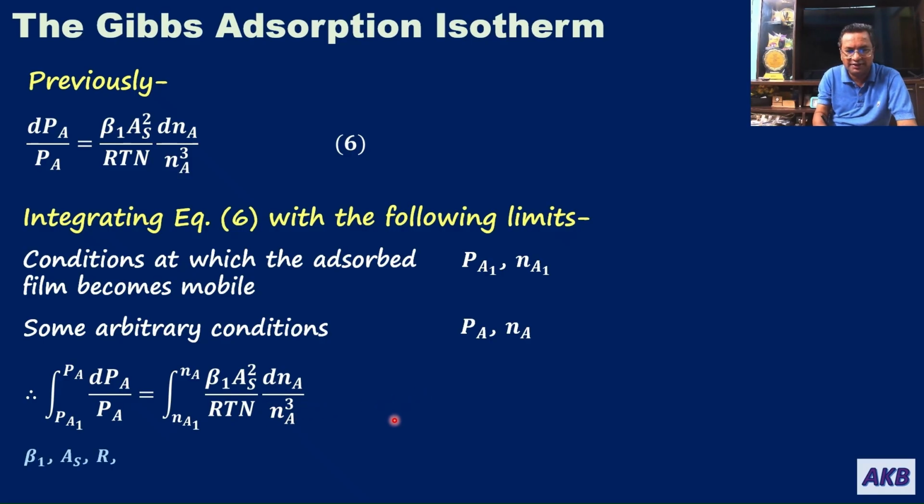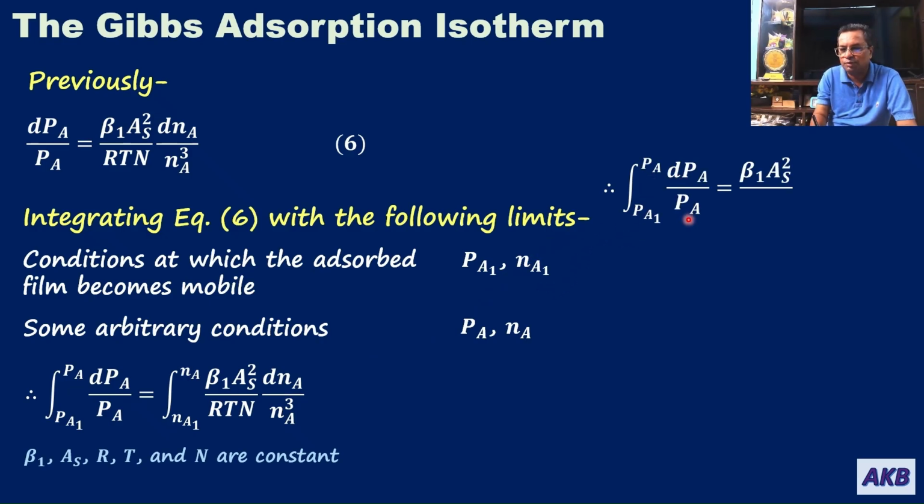So let us integrate it. Before we do that, we should note that beta 1, a, R, T and N, this group is constant, so it is going to get out of the integral. So it will be integration from Pa1 to Pa dPa upon Pa, that is equal to beta 1 a square upon RT capital N into integration Na1 to Na dNa upon Na cube.